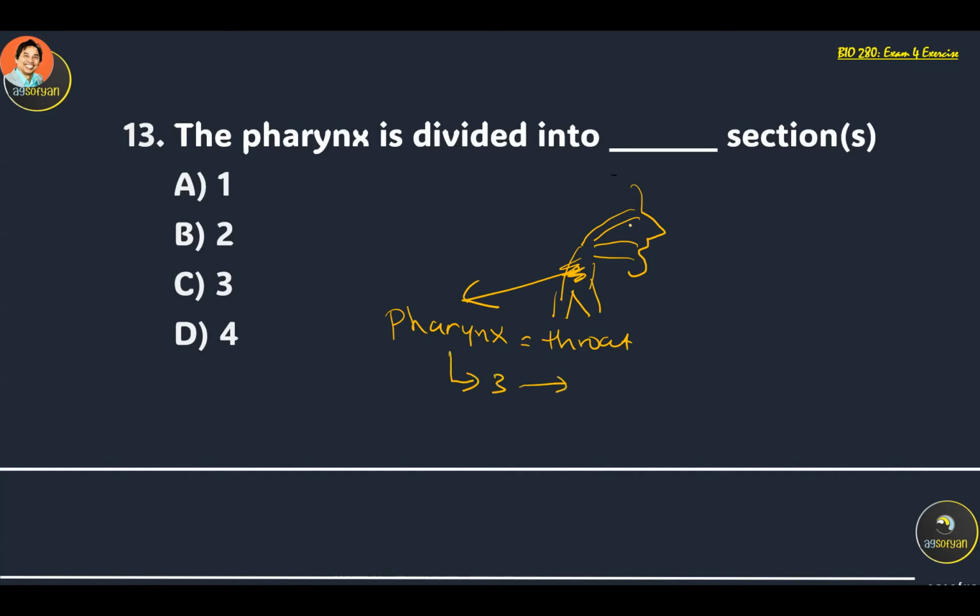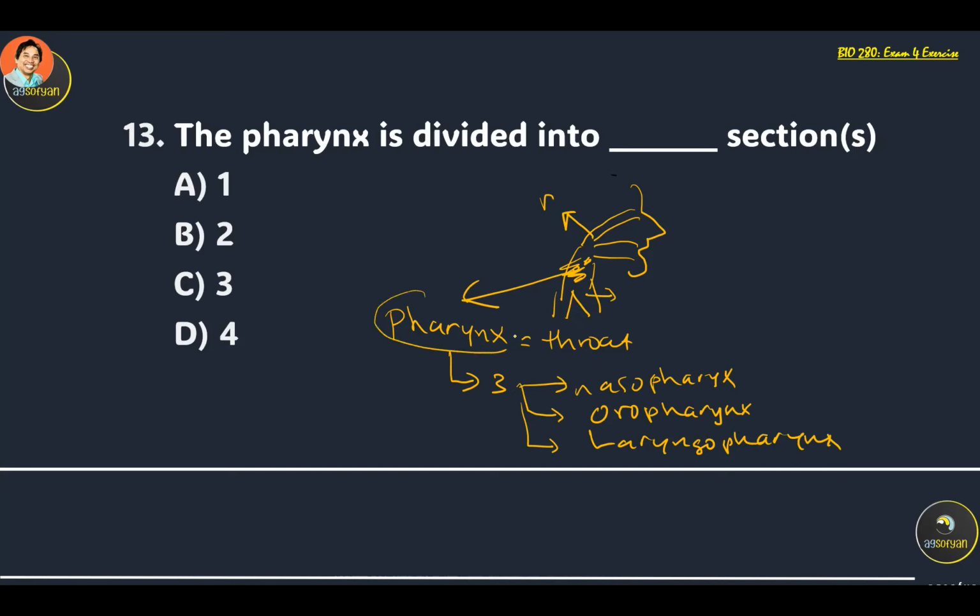The first one is behind the nose. It's called the nasopharynx. And then the second one is behind the mouth. It's called the oropharynx. And then the one that's closer to the larynx is called the laryngopharynx. So this pharynx, or throat, is divided into 3 areas.